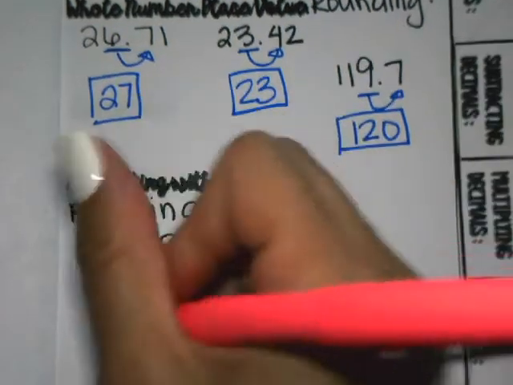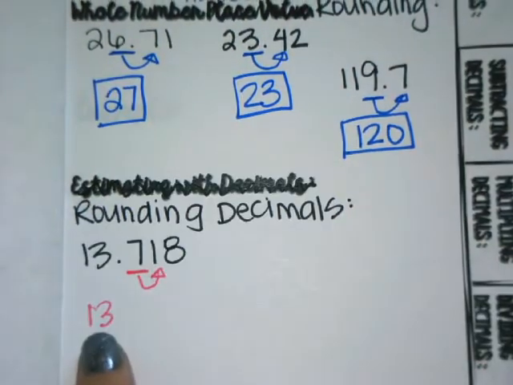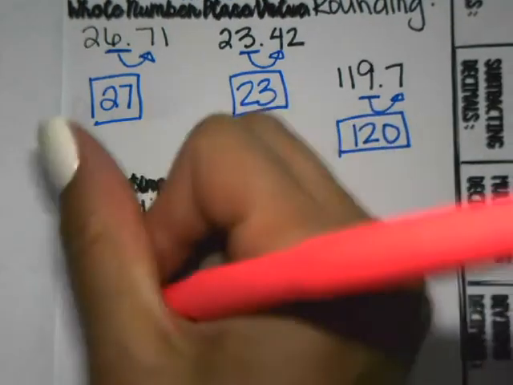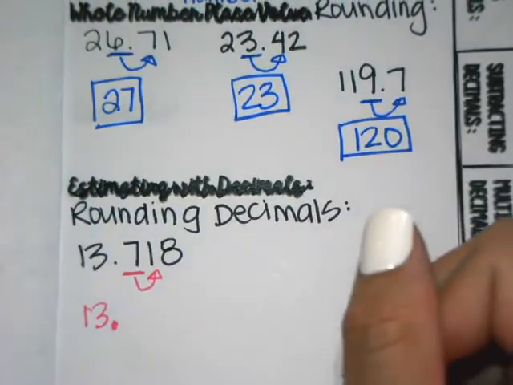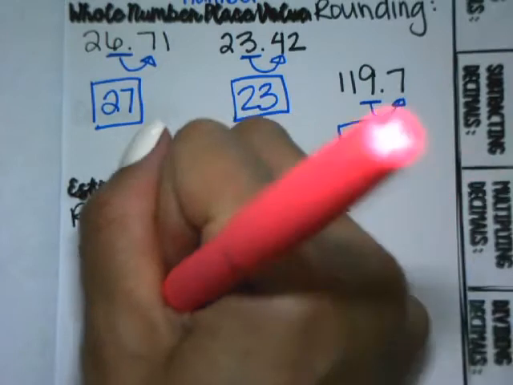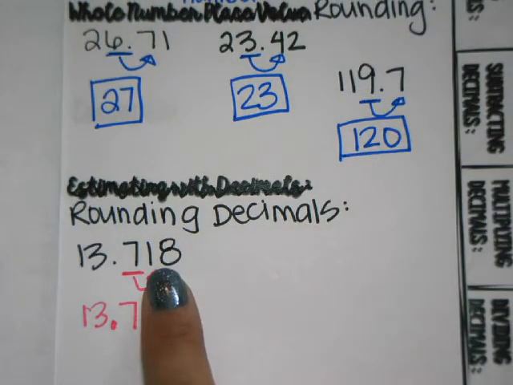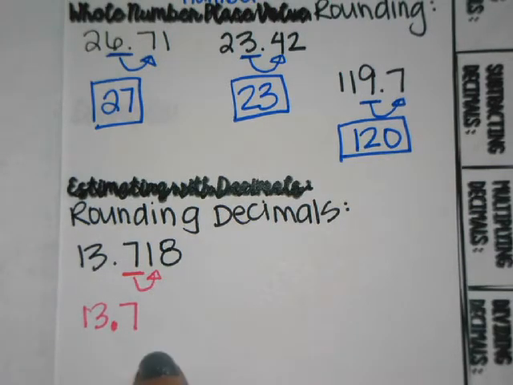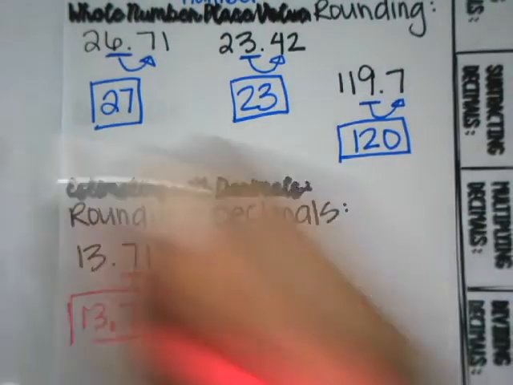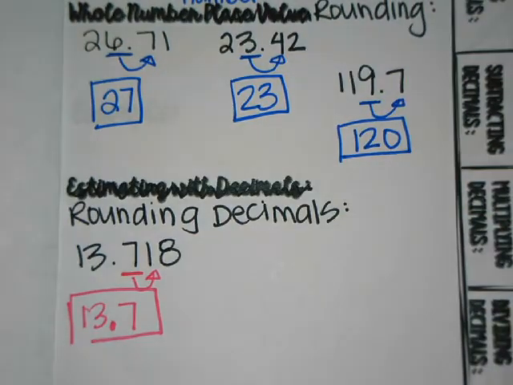So I keep everything in front of it, which means I keep the 13, don't change it. Keep that decimal point, and then you just told me to keep the 7, so I keep the 7, and what happens to the 1 and the 8? They change to 0, they go bye-bye. I don't want the zeros, but if you put them, I will not mark them wrong. Is that clear? But this is what I want for your answer. Questions?